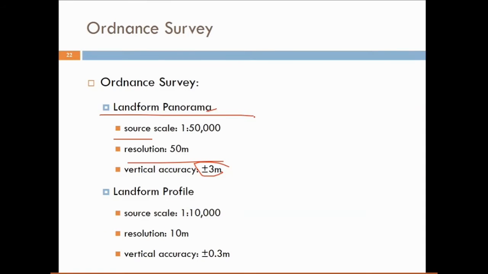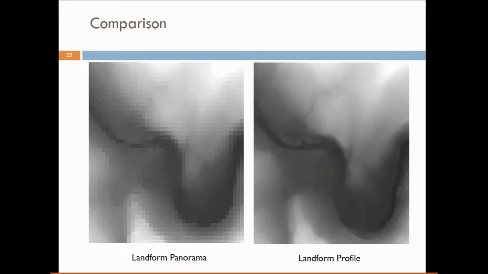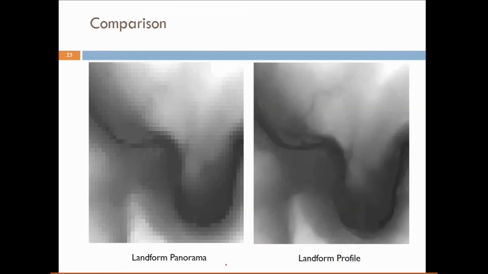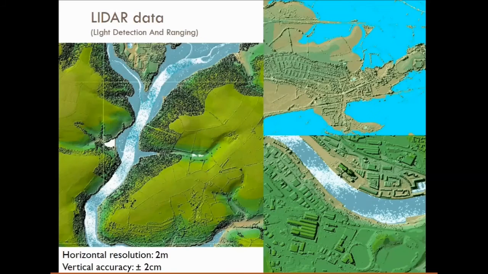Then there is Landform Profile. The source scale is 1:10,000, the resolution is 10 meters, and the vertical accuracy is quite good, 0.3 meter. These are the two comparisons, Landform Panorama and Landform Profile. From this you can see that this data is very good.